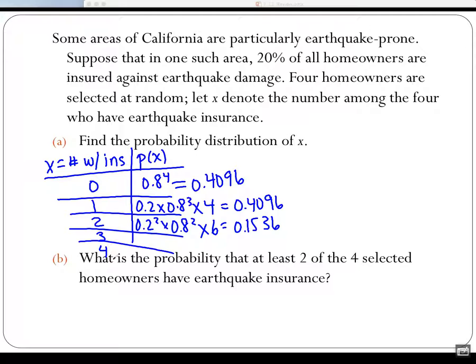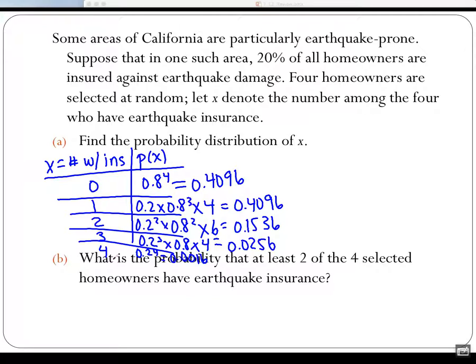Okay, this one, for 3. 3 people have insurance, so that's 0.2 cubed. 1 does not, so that's 0.8. How many ways can that happen? Well, the person who doesn't have insurance could be the first, second, third, or fourth. So I multiply by 4. 0.0256. Thank you. And then for 4, that means all 4 people have insurance. So that's 0.2 to the 4th, which is 0.0016.